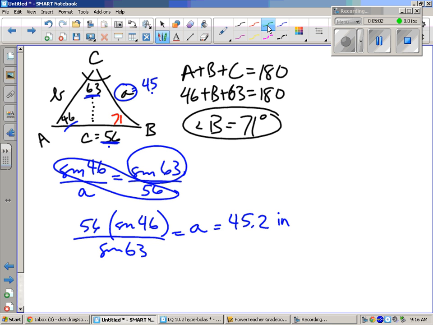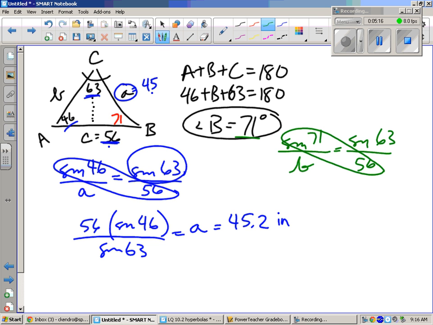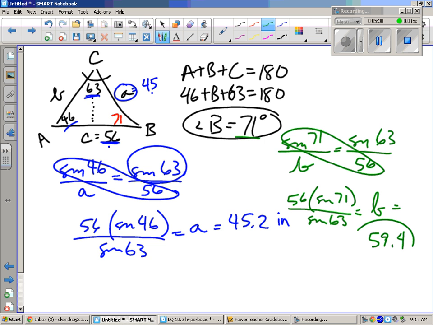Now we need to use the 71, so sine of 71 over little b equals the sine, and we'll use the c again, sine of 63 over 56. Again, cross multiply, so 56 times sine of 71, divide by that third one, and that'll get you b. So little b, I got to be about 59.4. Okay, and again, 71 is the biggest angle, so 59.4 should be the biggest side, and it is. So they all make sense.